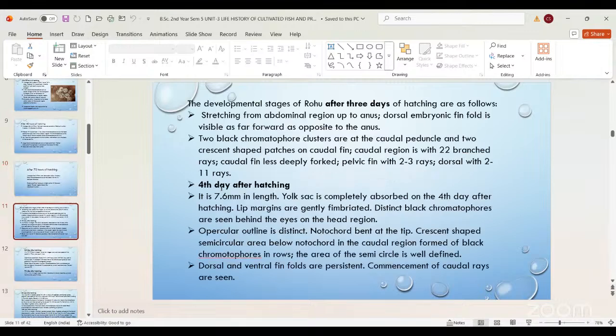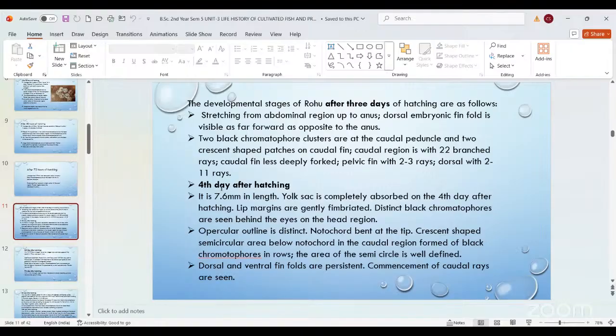So the developmental stages of Rohu after 3 days of hatching are as follows. Stretching from abdominal region up to anus, dorsal embryonic fin fold is visible as far forward as opposite to the anus. Two black chromatophore clusters are at the caudal peduncle and two crescent-shaped patches on caudal fin. Caudal region is with 22 branched rays. Caudal fin less deeply forked, pelvic fin with 2 to 3 rays, dorsal with 2 to 11 rays.